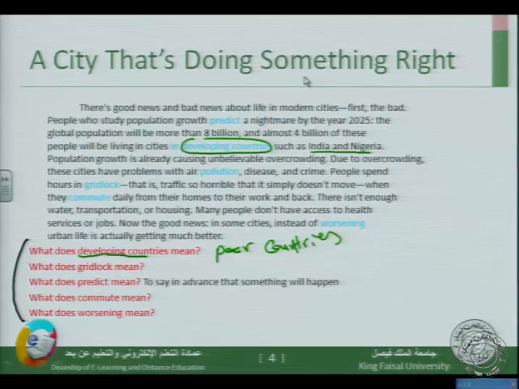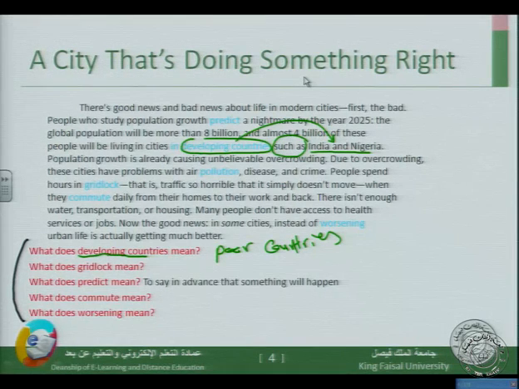Poor countries. Notice where the sign was: such as is used to identify something, or to give an example, to give an example about the developing countries. And all of you know that Nigeria and India are poor countries.